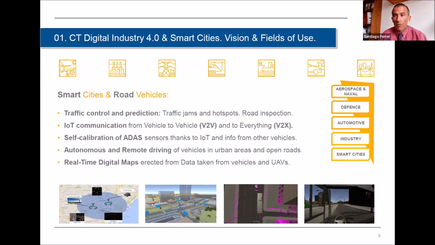And also remote driving of vehicles in urban areas and even open roads now is a reality made possible by IoT connection and the power of simulators and the digital twins replicating the environment, sporting a very extra low latency. So finally, getting real-time digital maps directly from data taken from vehicles and UAVs, drones, is possible to better plan the smart cities and factories of the future. I insist, gathering information from the real world and combining it with virtual data generated by our DTs, all in all, contributes to better training of virtual models.